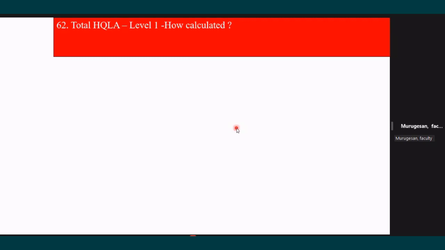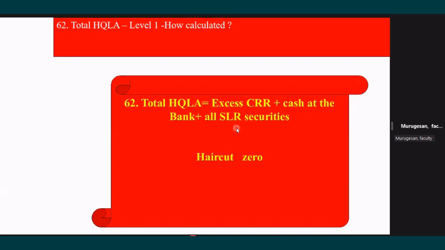One madam was asking, sir, where do you have to apply the haircut? Here the assets are there, but always you have to convert the value to cash. In the process of converting to cash, you may not realize the entire value. That is why haircut: the likely loss while selling an asset. Okay. So what is high quality liquid asset? First we will see level 1.